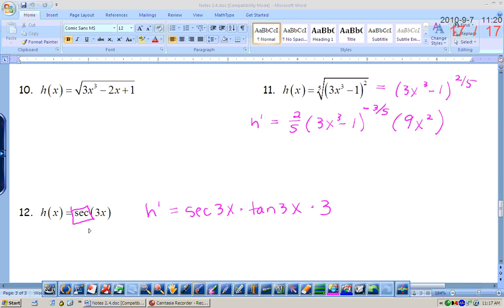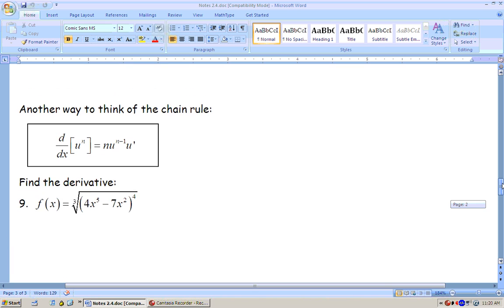Think of it as, we're going to let u equal 3x. So h is now the secant of u. So the derivative of secant u is secant u tan u. And then I have to take the derivative of u. Yes, so your secant is like the n. Hold on, let me go back and modify this right here.